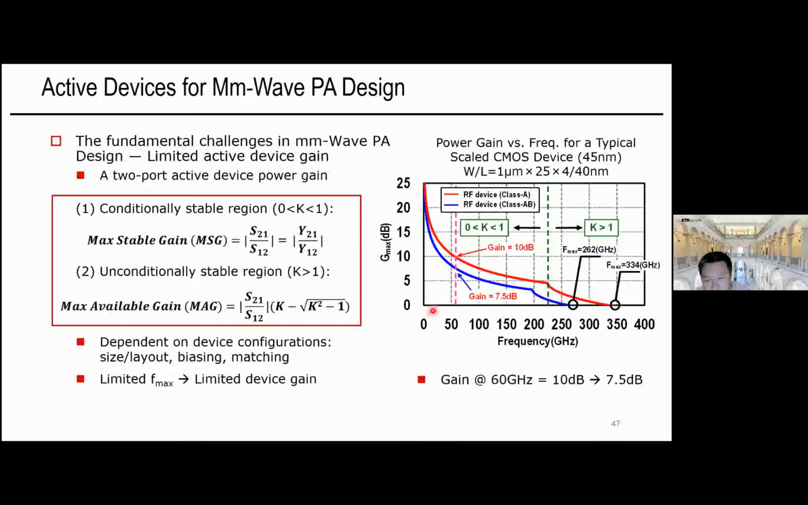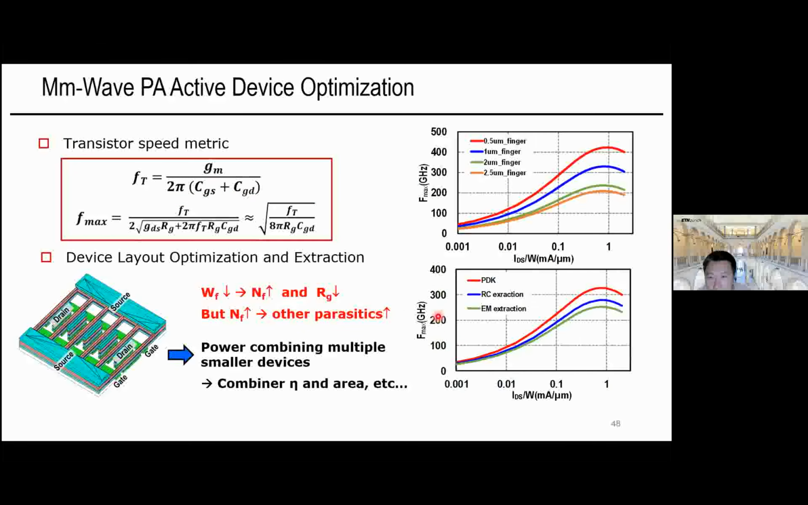So we can see that although class AB may achieve a higher device drain efficiency, it decreases Fmax from 334 gigahertz in class A mode to 262 gigahertz. As a result, the device level gain drops from 10 dB to 7.5 dB. I think this is an example to show the question previously asked by the team lead regarding the device gain degradation for different biasing, especially at higher frequency of operations. Okay, so the active device and the layout should also be carefully optimized to maximize the device FT and also Fmax for given technologies, right?